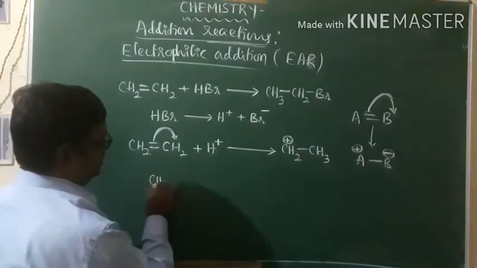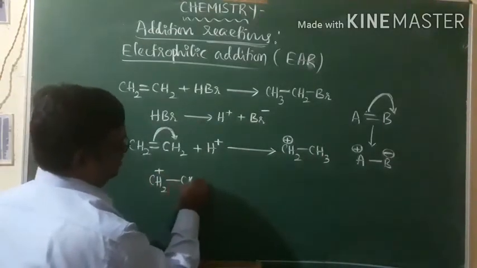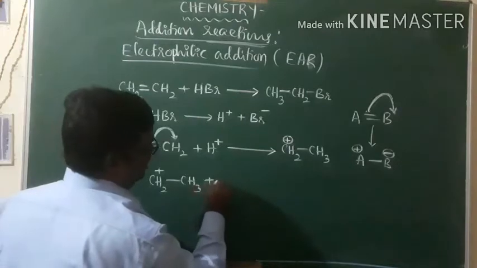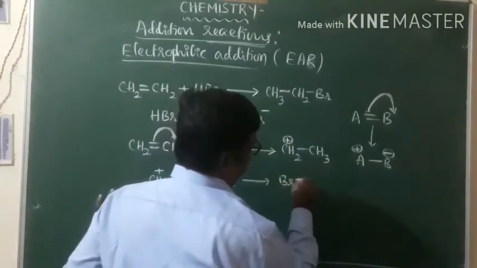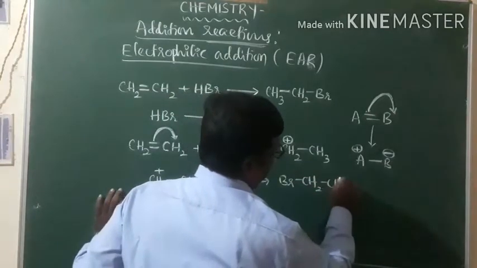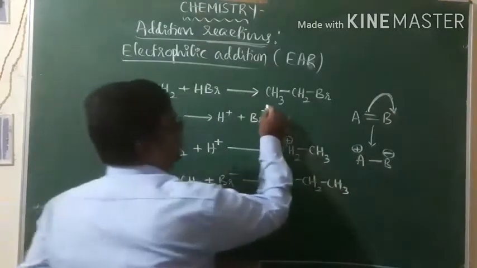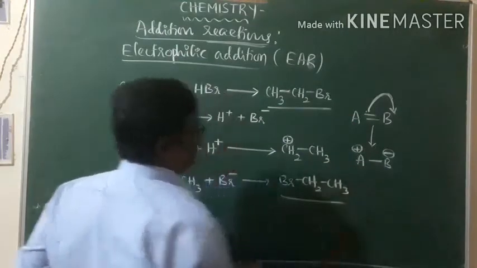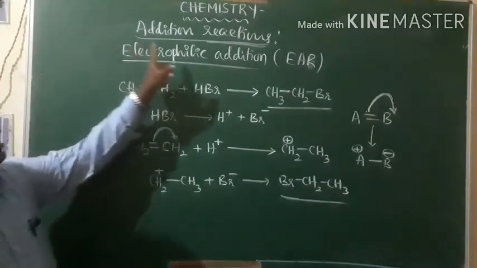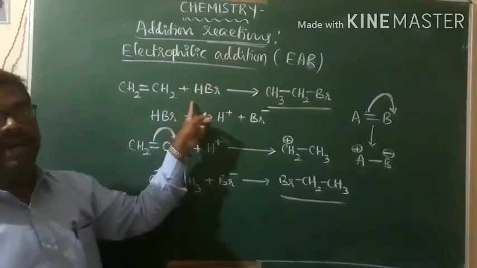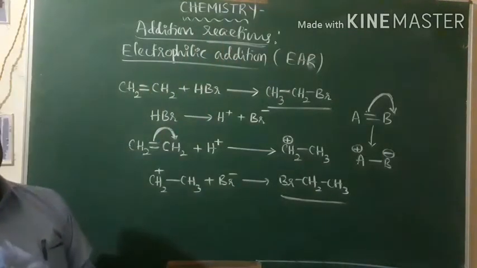This carbocation is attacked by Br minus, and that leads to the formation of Br-CH2-CH3. Like that, you are going to get bromoethane. This is what we call an electrophilic addition reaction. If the addition reaction is initiated by electrophiles, that will be called an electrophilic addition reaction.